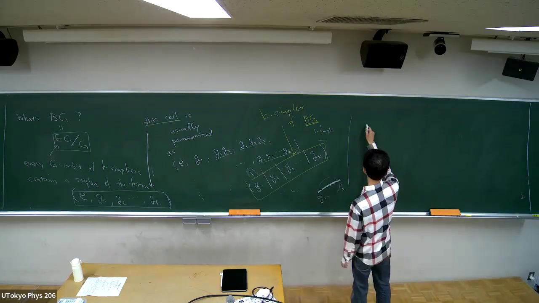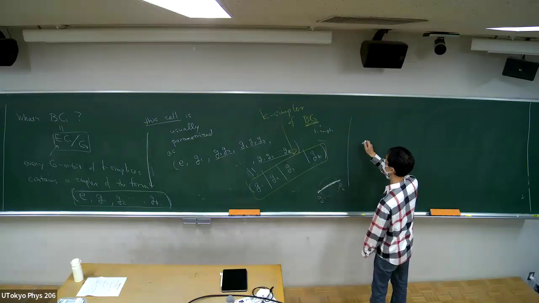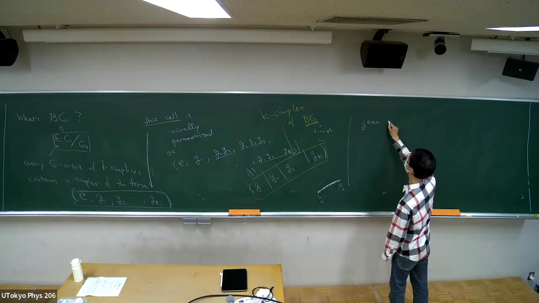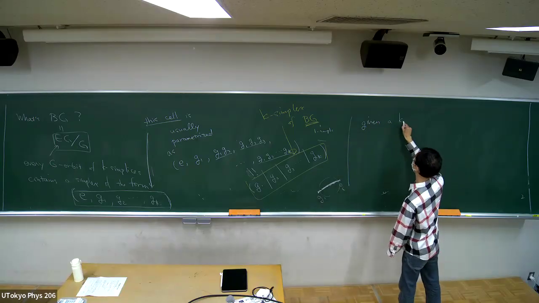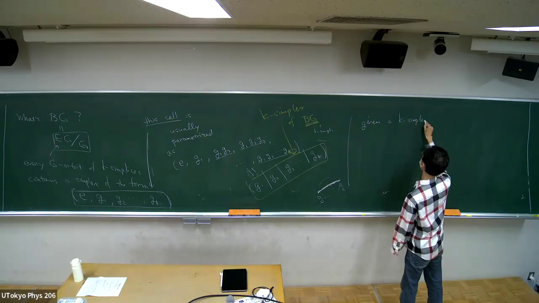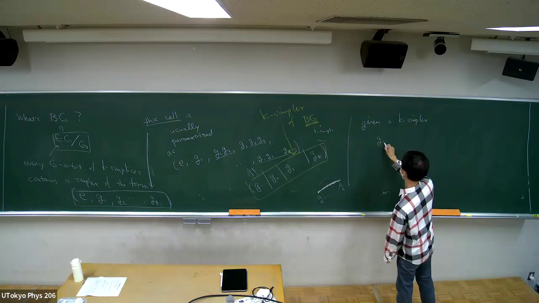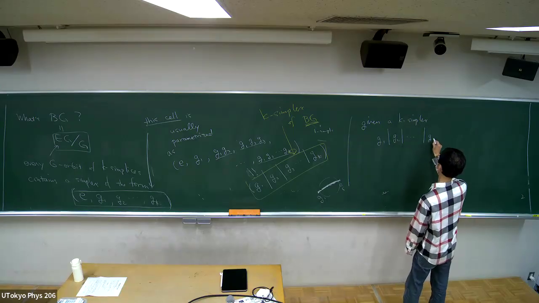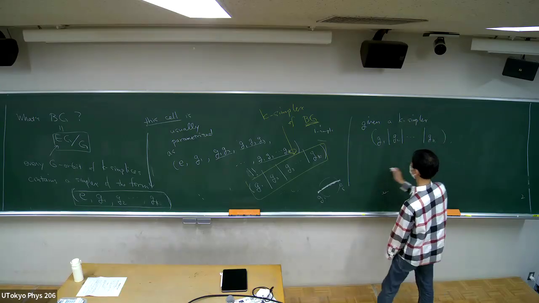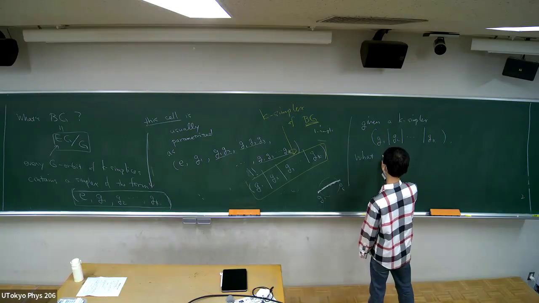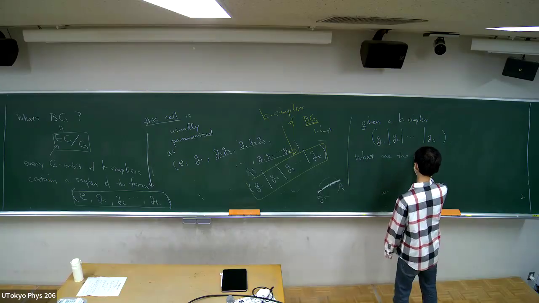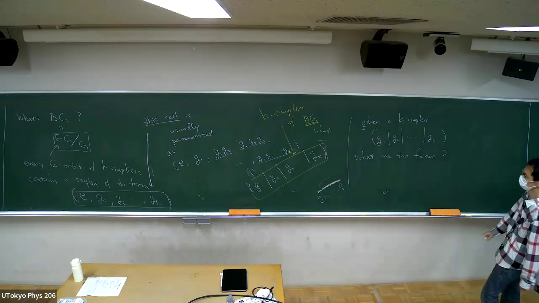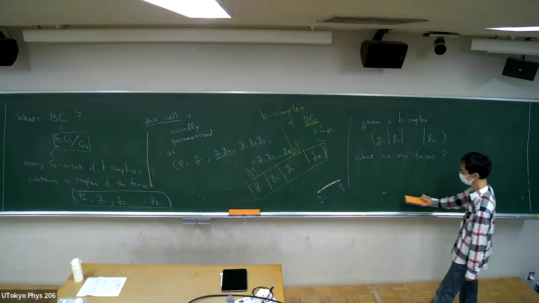So let's study the following question. Given a K simplex, G1 bar, G2 bar, ..., GK, what are the faces? So that's the question we would like to ask.